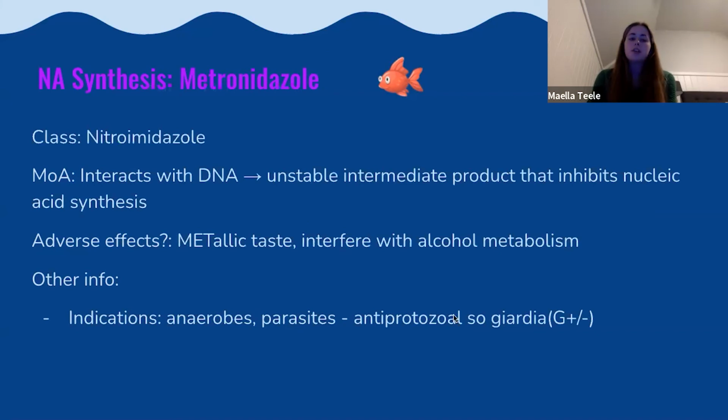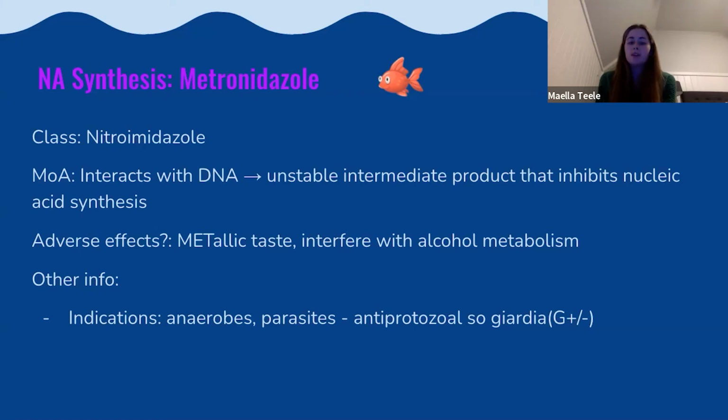Okay, so next we've got nucleic acid synthesis. So you've got metronidazole to start off with. So this drug interacts with your DNA. So it pretty much makes your DNA unstable, which means that nucleic acid can't be synthesized anymore. An adverse effect is that it's got quite a metallic taste, and a way to remember that is metronidazole and metallic. And it can also interfere with alcohol metabolism.